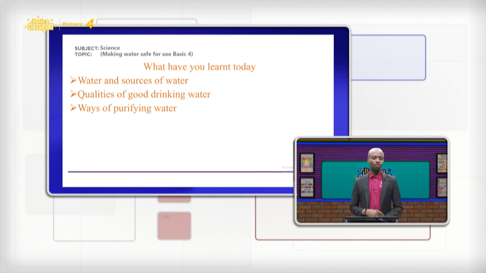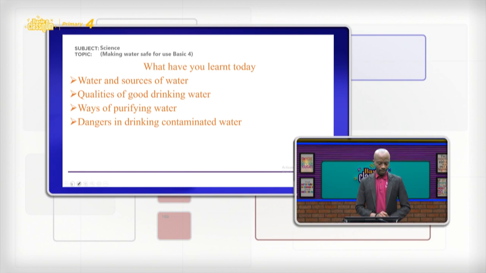And we made mention of sources of water. You can get water from streams, rivers, lakes, sea. Then we looked at qualities of good drinking water. A good drinking water should be tasteless, and should be free from any toxins. All right. Then ways of purifying water. You can boil the water. You can use chlorine, add iodine crystals. You can filter it and all that.